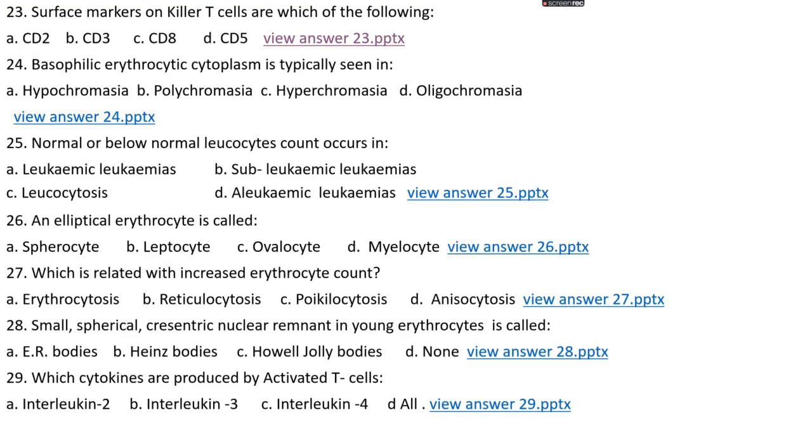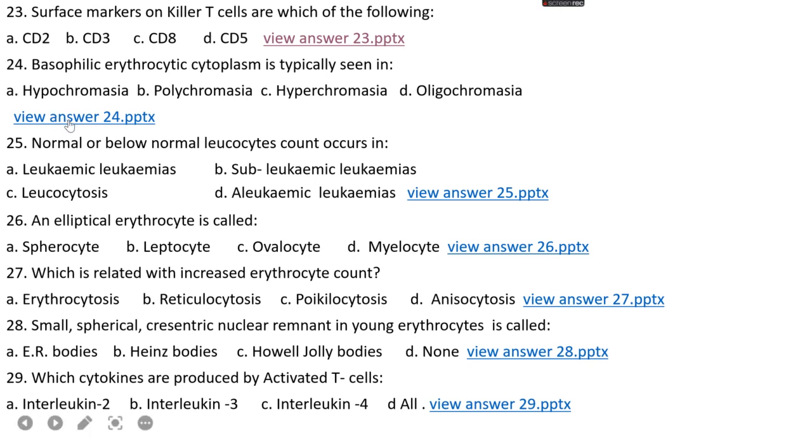Question number 24. Basophilic erythrocytic cytoplasm is typically seen in option A, hypochromasia, option B, polychromasia, option C, hyperchromasia, option D, oligochromasia.